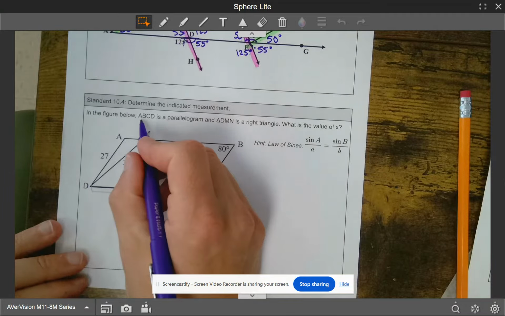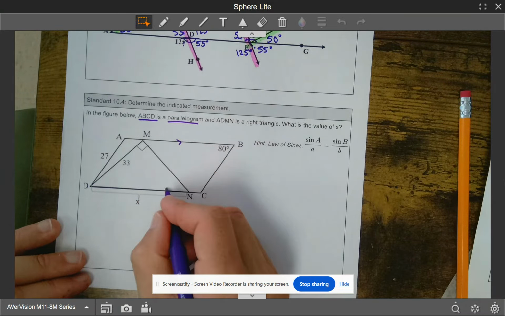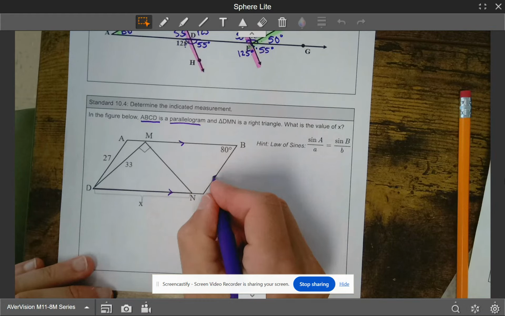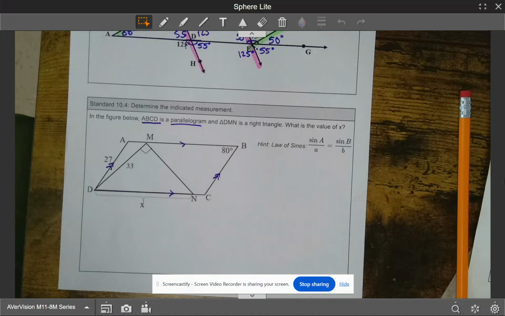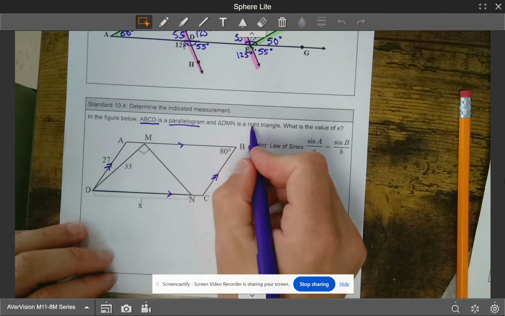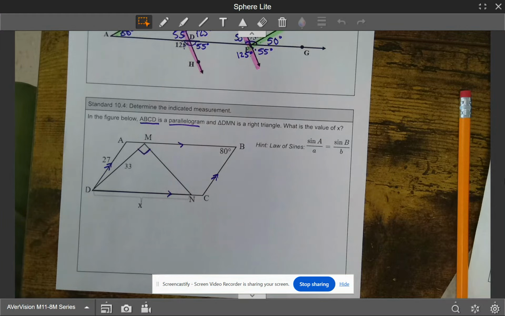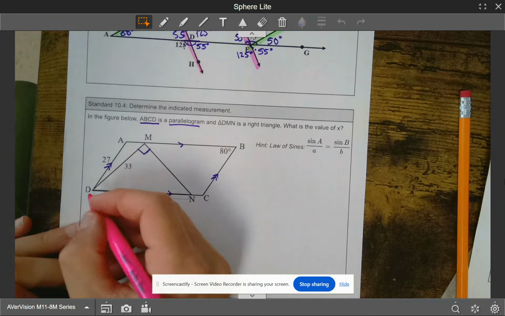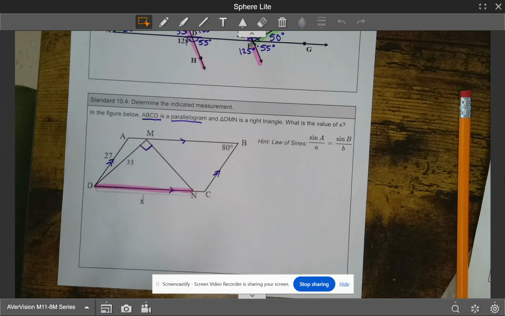First step, what does it tell us? ABCD is a parallelogram. That means that is parallel to that, and this segment is parallel to this segment. We know that's probably helpful with angles. And DMN is a right triangle, so we can see that right there. We are trying to figure out this length right here. Okay, what can we figure out from that information?